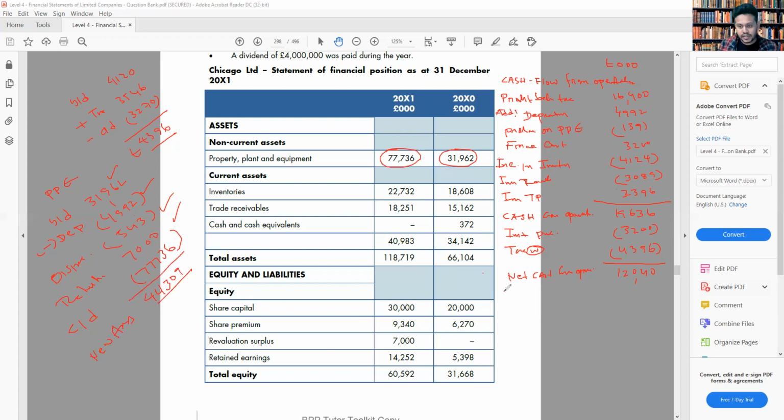So cash flow from investing activities. So we have this one, disposal of PPE, that is sale of PPE, and purchase of PPE. You can say acquisition as well, same thing. So purchase, we can see 44,309, sorry, 44,309.